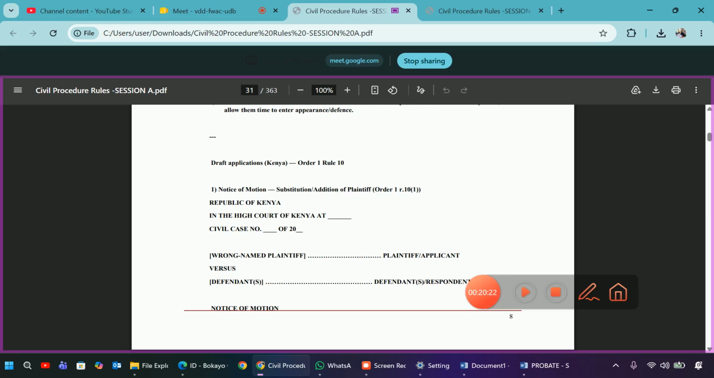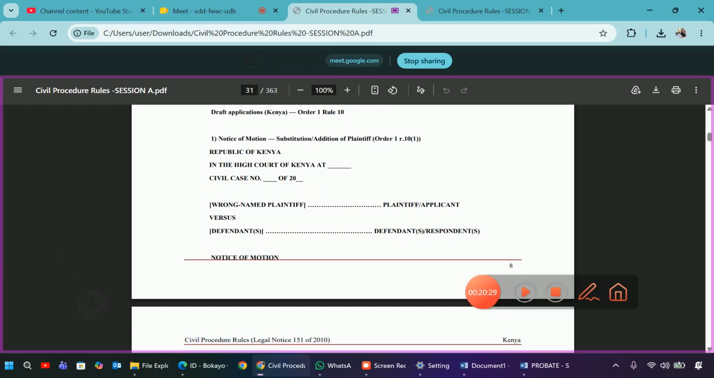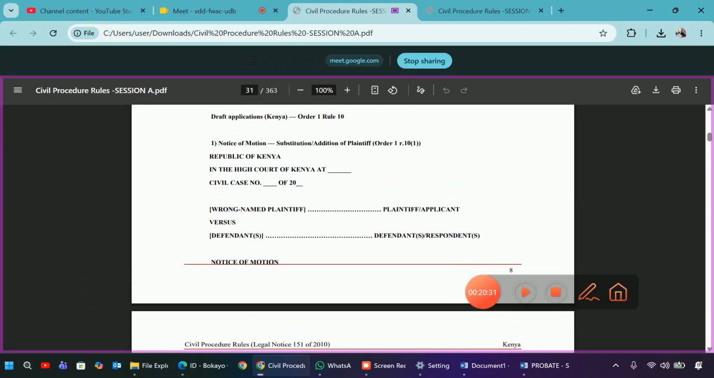So generally, how do you do an application for substitution or addition of a plaintiff pursuant to Order 1, Rule 10? So the title is there.